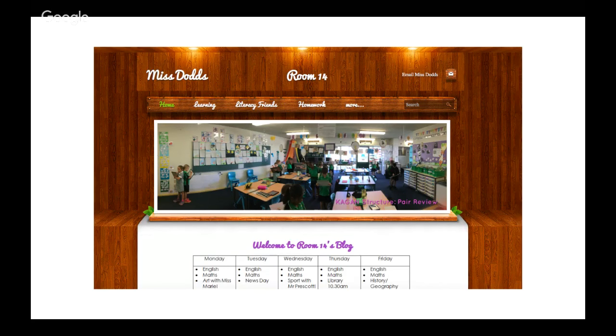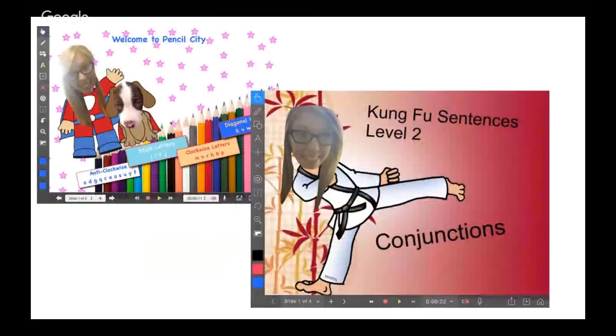And we did have a one-to-one iPad environment up at South Newman Primary School, so we were quite lucky that students also took their devices home and could share the learning that they were doing with their parents.